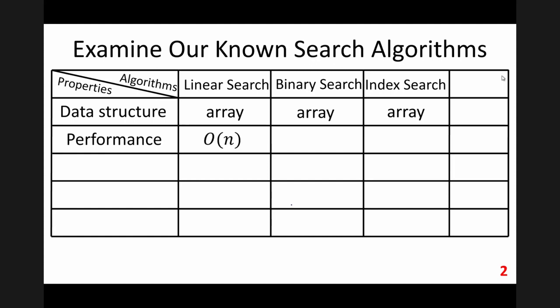Performance. Linear search, big O of n. Binary, big O of log n. Index search, big O of 1. Very fast. But why does nobody use it? In real world applications, nobody uses it, because its drawback is huge. We will see it.